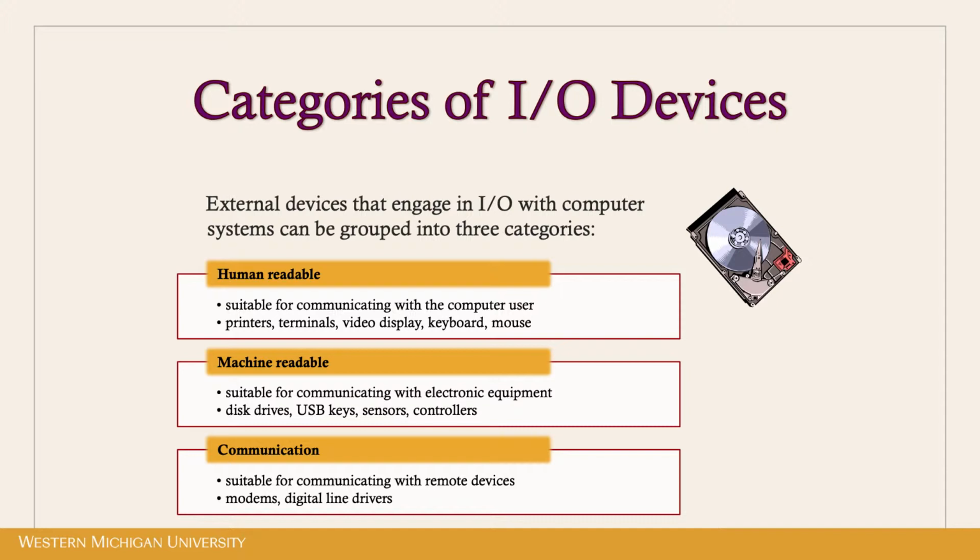Now in this video we'll talk about, again, input output. There are several categories of I/O devices that we want to be aware of. An I/O device is an external device that engages in I/O with computer systems, and we can group them into three categories. We have human readable, suitable for communicating with the user, so printers, terminals, video displays. Machine readable, suitable for communicating with electronic equipment, like disk drives and USB sticks. And then we have communication devices, suitable for communicating with remote devices, like modems, digital line drivers, networking.